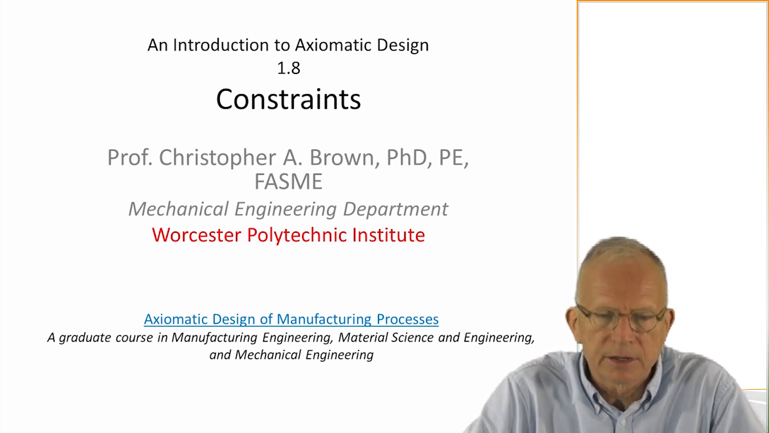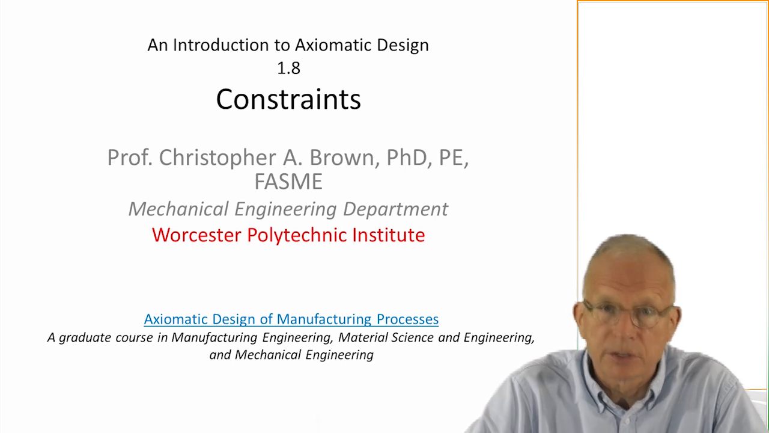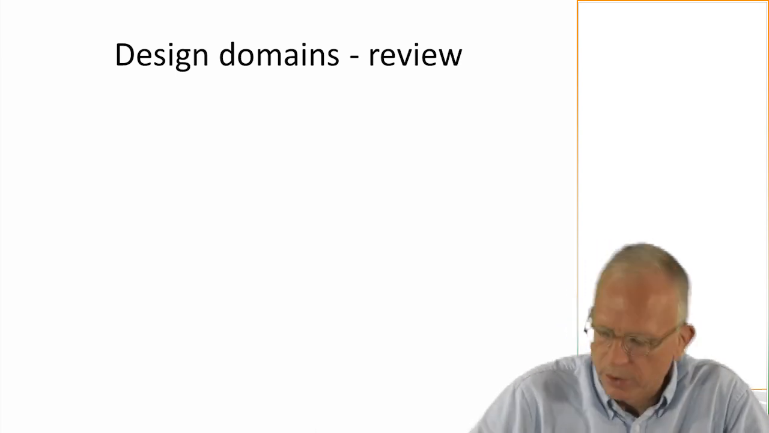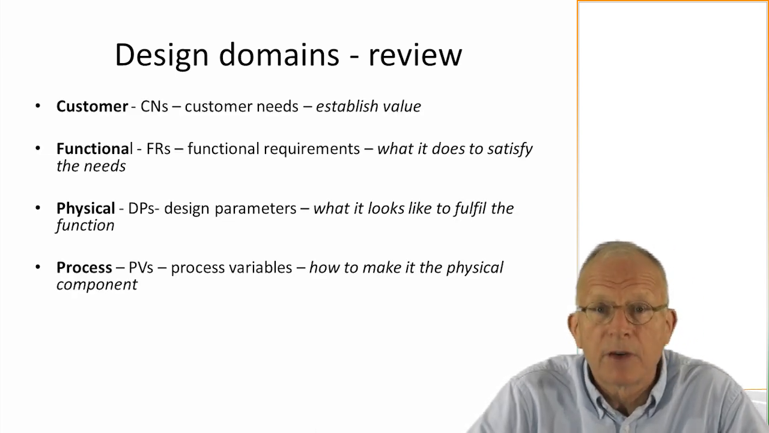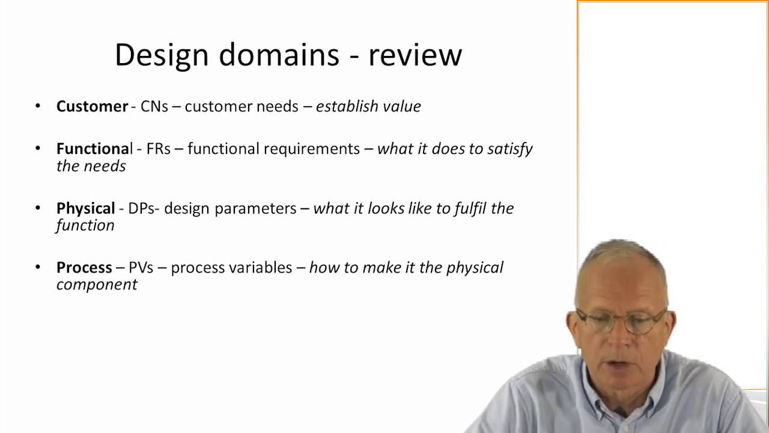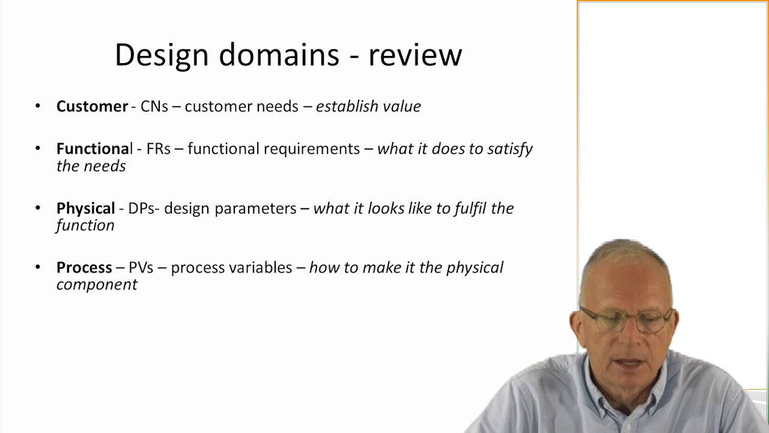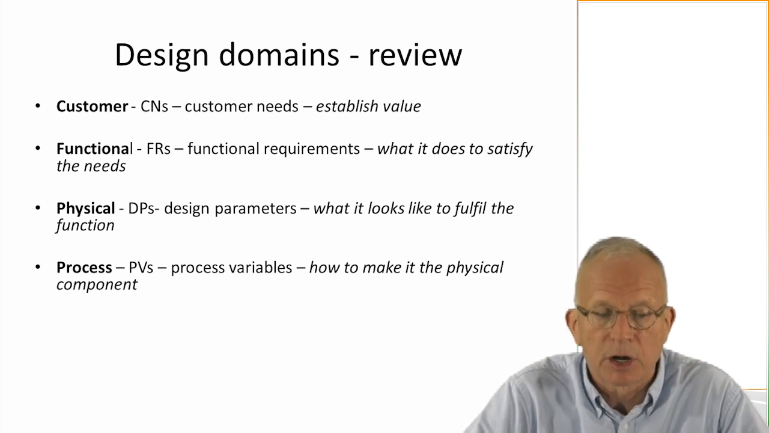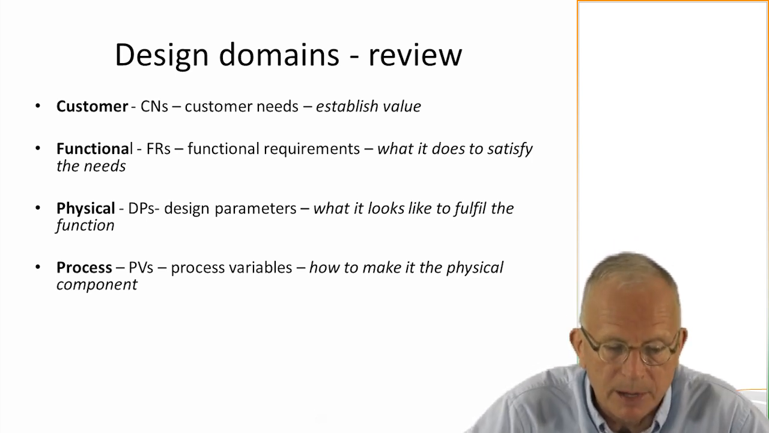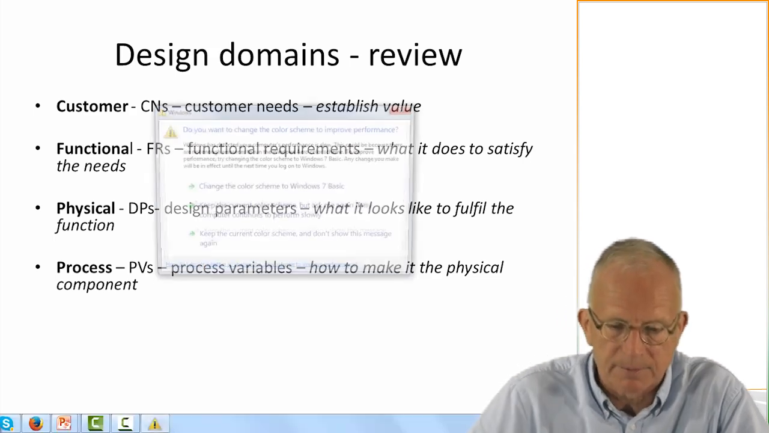So for the next 20 minutes or so, we're going to be talking about constraints. All right, first let's review the design domains. So we've defined 4 design domains that we're going to be using. Customer domain, where value is established. Functional domain, where we describe what something does. The physical domain, where we describe what it looks like, and the process domain, where we describe how we make it. So we refer to these by CNs for the customers, FRs for the functional, DPs for the design parameters, and PVs for the process domain.